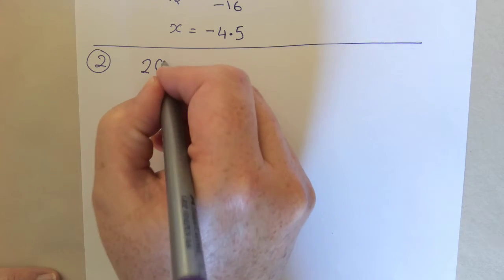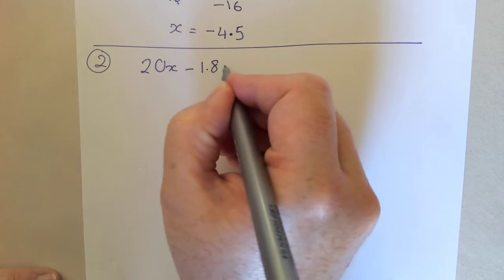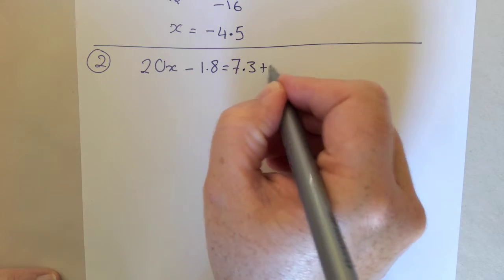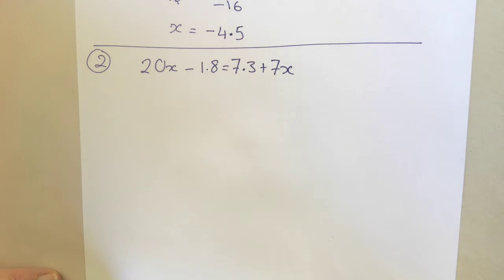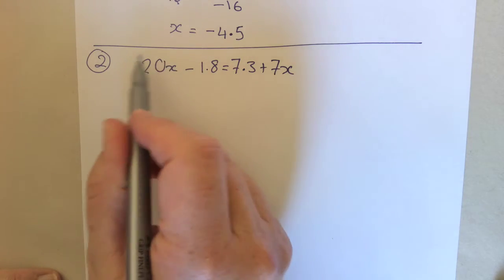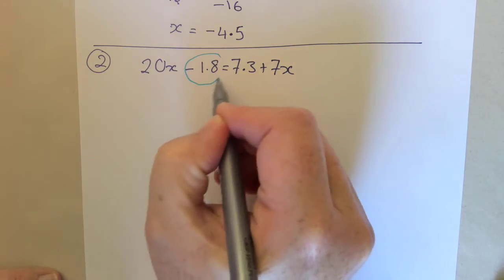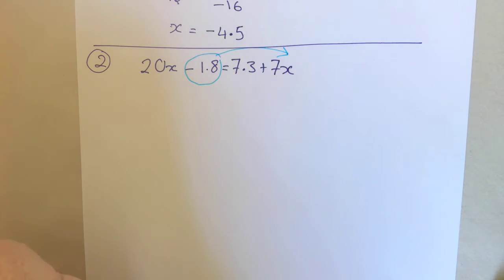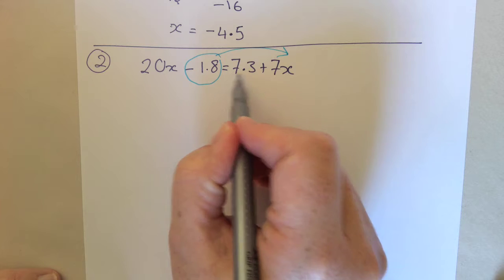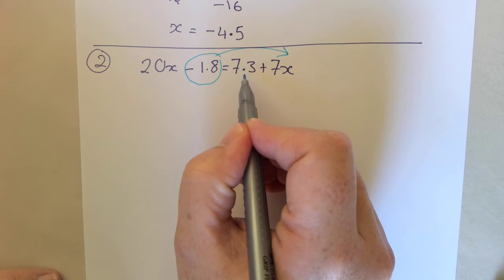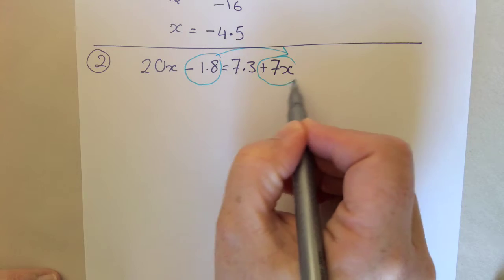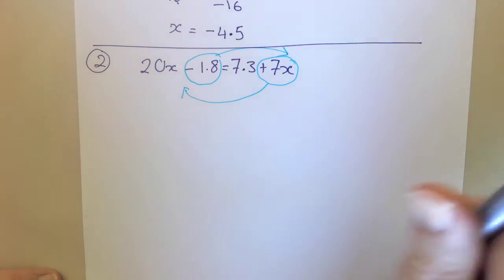So we have 20x take away 1.8 is equal to 7.3 plus 7x. Okay, so remember the rule, we want to get all the x's on the left hand side and all the numbers on the right. So let's think about what's moving and what's staying. The 20x is already on the left hand side of the equals, so that's going to stay. Minus 1.8, that is a number by itself, so that needs to move to the other side. Equals 7.3, that's a number that's already on the right hand side of the equal sign, so that stays. And then this plus 7x needs to move to the left hand side.